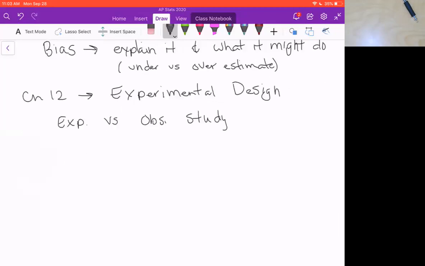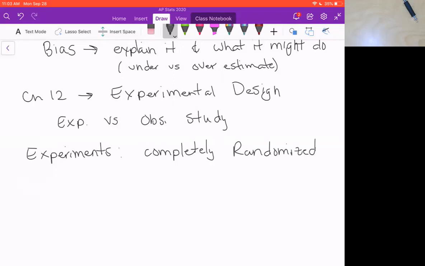Okay, now with experiments, there are 3 different types. So we've got our completely randomized design. Completely randomized, that's the basic experiment. Okay, we've got the block design. And we also have matched pairs, which is really just a special type of block design.